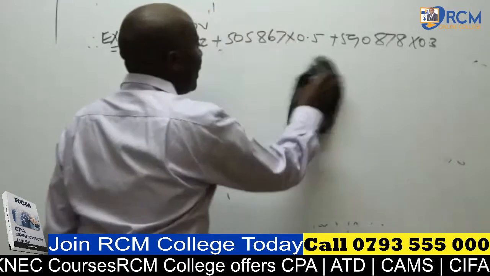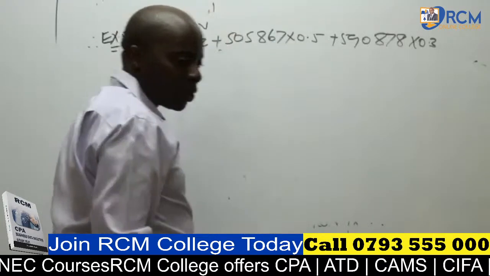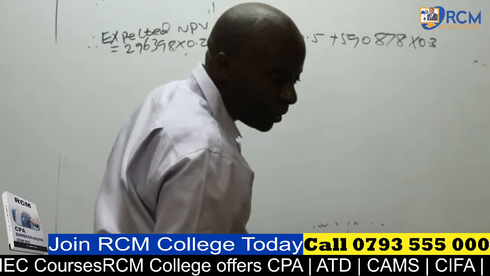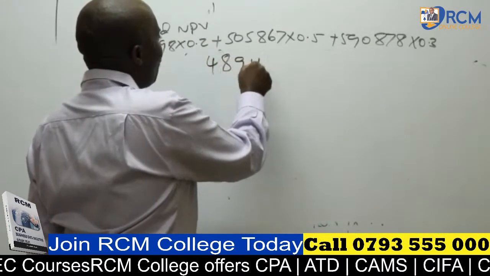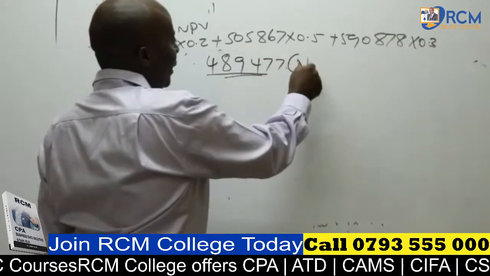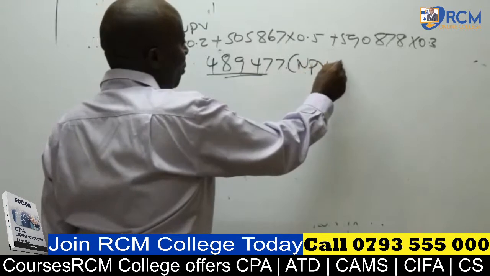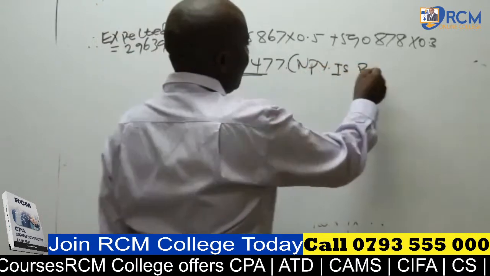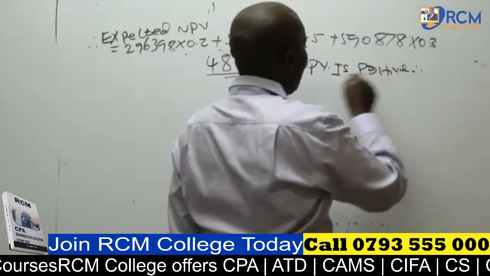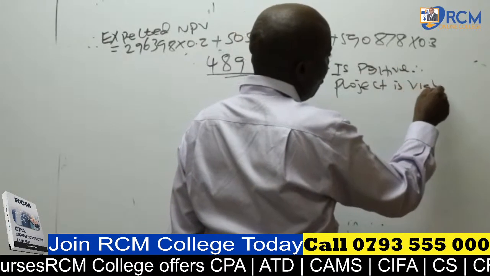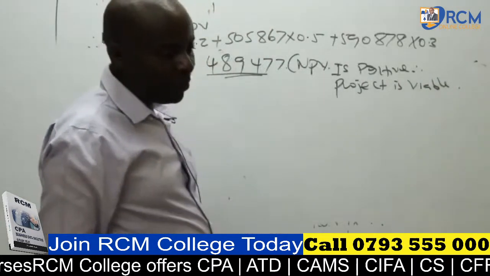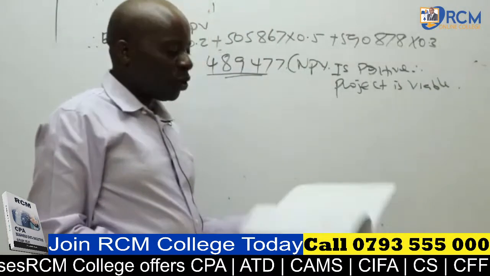So the expected NPV, ladies and gentlemen, in this question is 489,477. And because it's positive, it means at the end of the day that this project NPV is positive, and therefore the project is viable. Just that. The project is viable. Thank you so much.